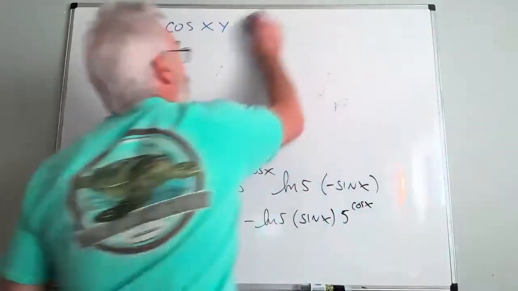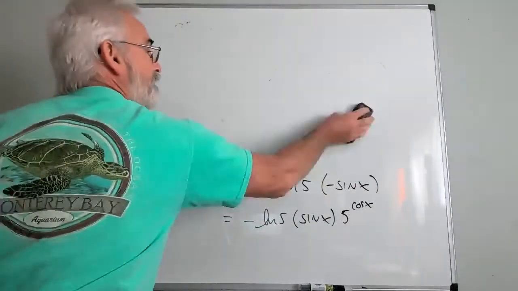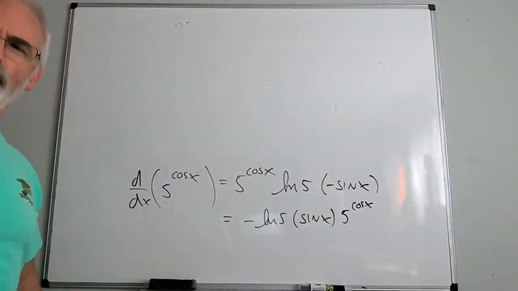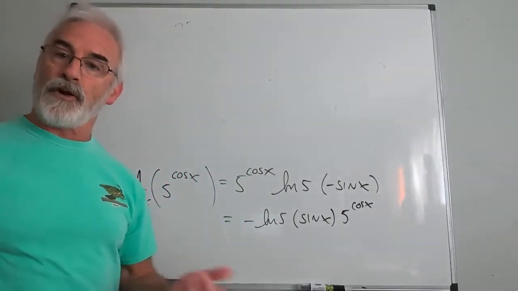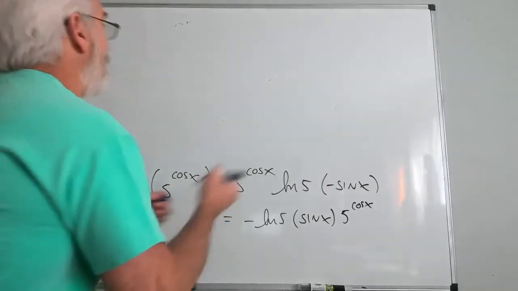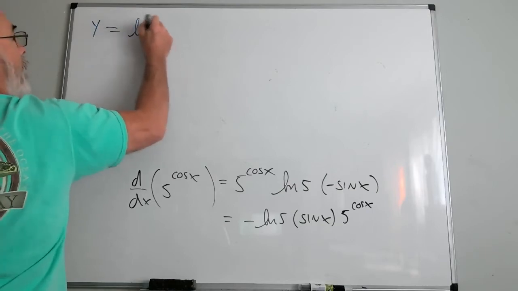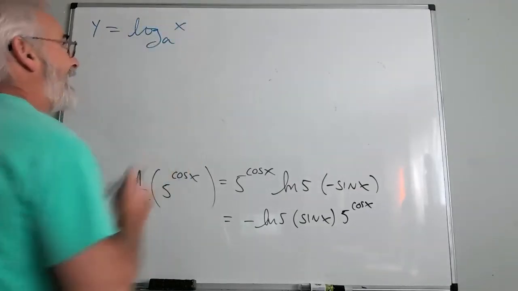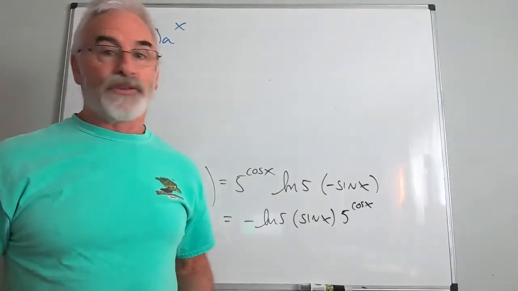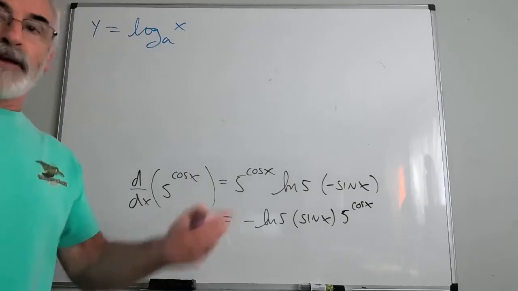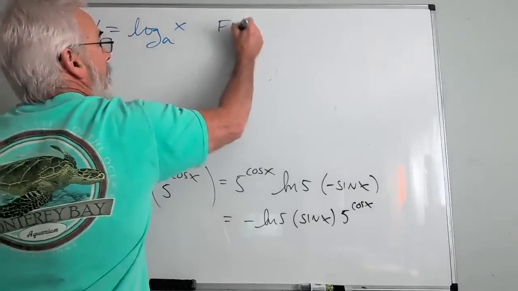Now, we have just figured out a way to differentiate any base raised to a functional power. That's pretty powerful. So now let's switch gears a little bit. What if I wanted to differentiate a logarithm of a different base? In other words, let's suppose my y is the log base a of x, a being any legal base, but suppose it's not e. So it's not the natural log of x, it's the log base 3 of x, log base 12 of x, some other base. And I want to find dy dx.